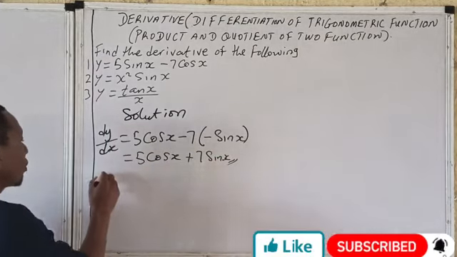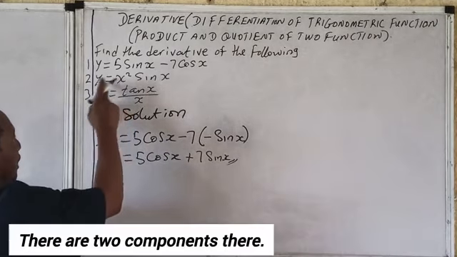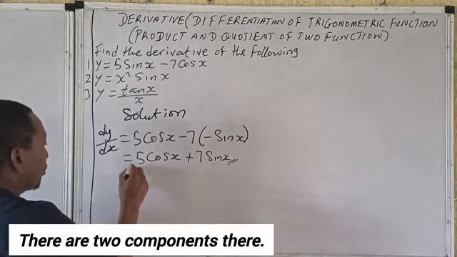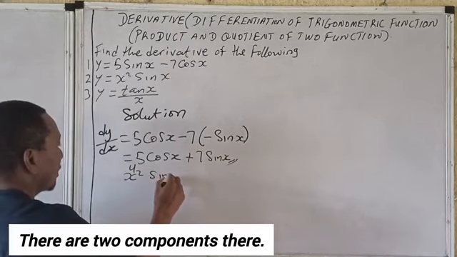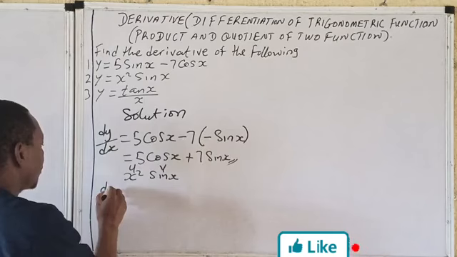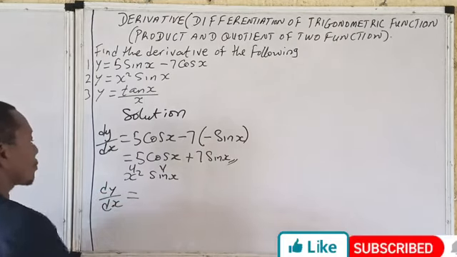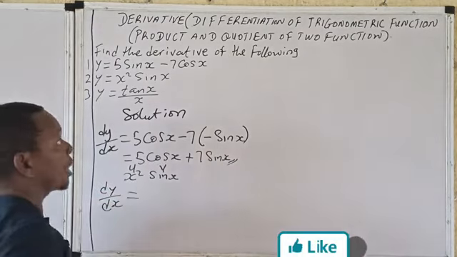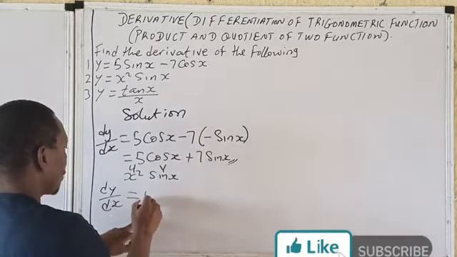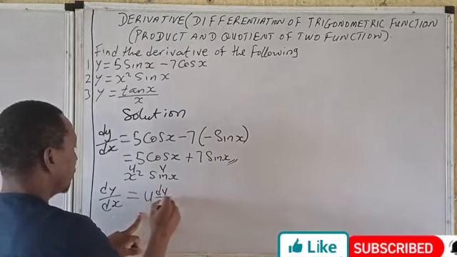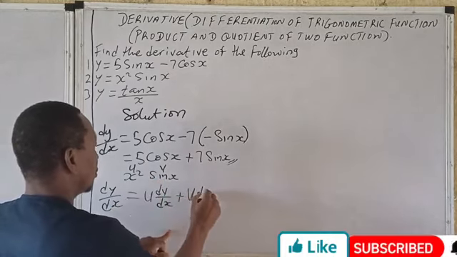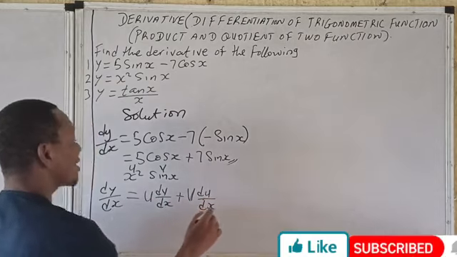While the second one, we have x squared sine x. So I'll rewrite it first. x squared will be u, then sine x will be v. Remember the product rule formula. If you want to solve for dy/dx, the formula for the product rule, you can check my video on just differentiation. You pick u first: u dv/dx plus v du/dx.